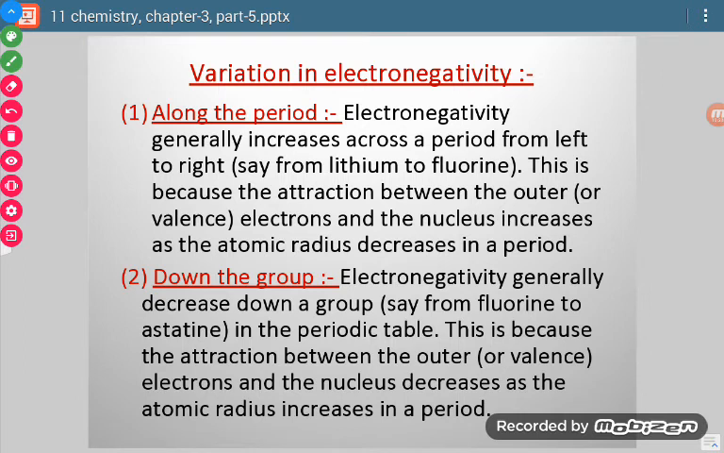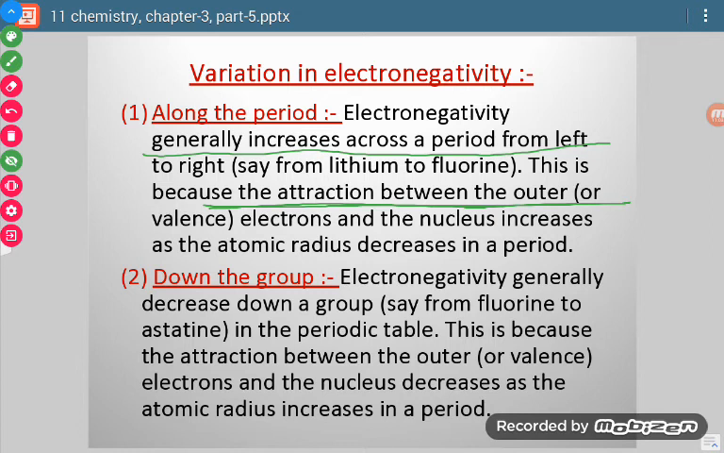Okay, now how it varies in a period and in a group. If we move in a period, then electronegativity value will increase. Why is it increasing? It is increasing because when we move in a period, size decreases. Because of decrease in size, the attractive force increases. So here we are talking about attraction of the atom towards electrons, that also increases. So electronegativity value will increase when we move in a period from left to right.